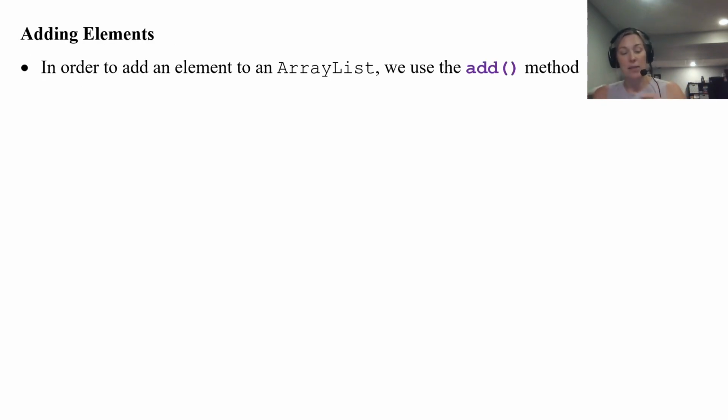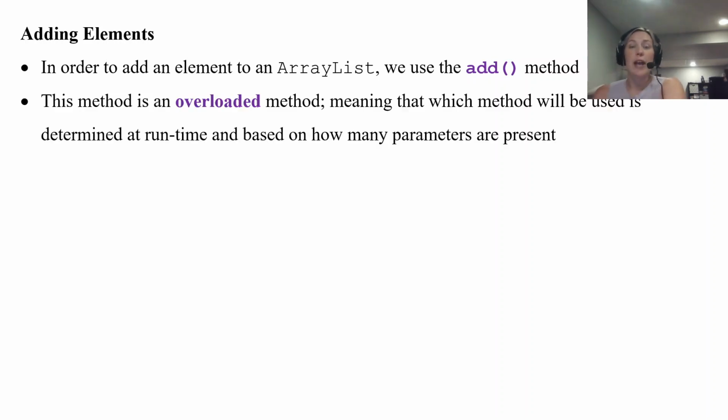So let's talk about adding elements. In order to add an element to an ArrayList, use the add method. We talked about how you can create an ArrayList, and on the AP exam, you're only creating it with the default constructor, so you have basically no elements starting off. You'll have to use the add method to put any elements onto your ArrayList. And this method is an overloaded method, which means that there are actually 2 methods with the same name, and which one we use is determined at runtime based on how many parameters we have.